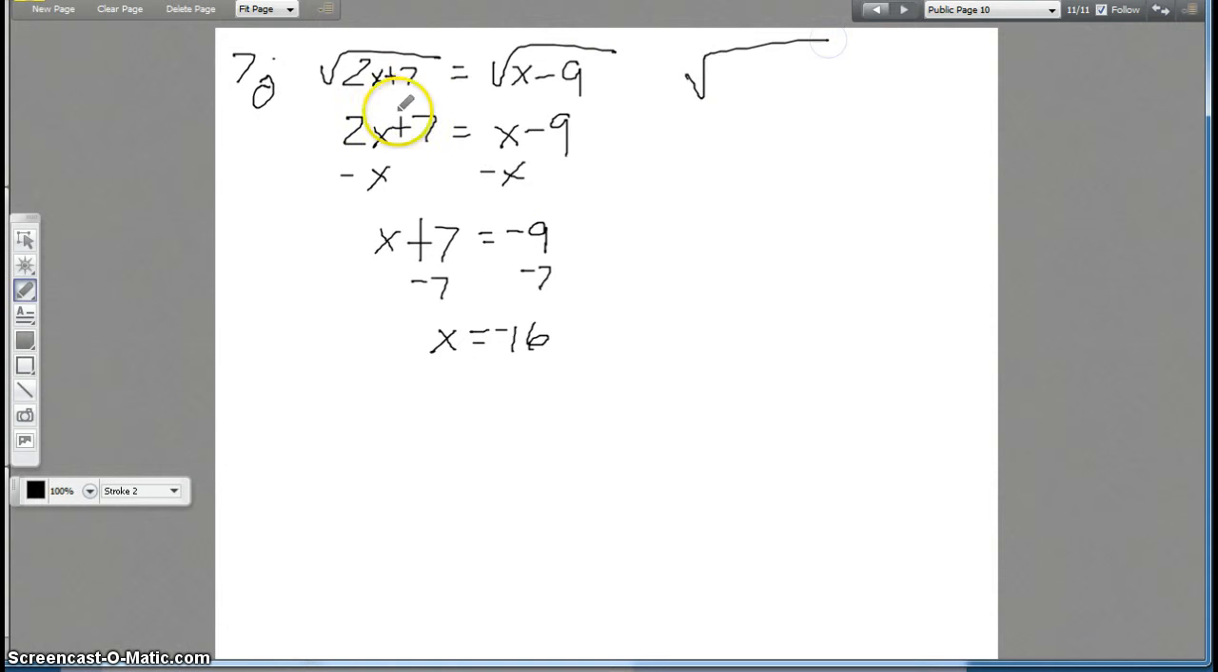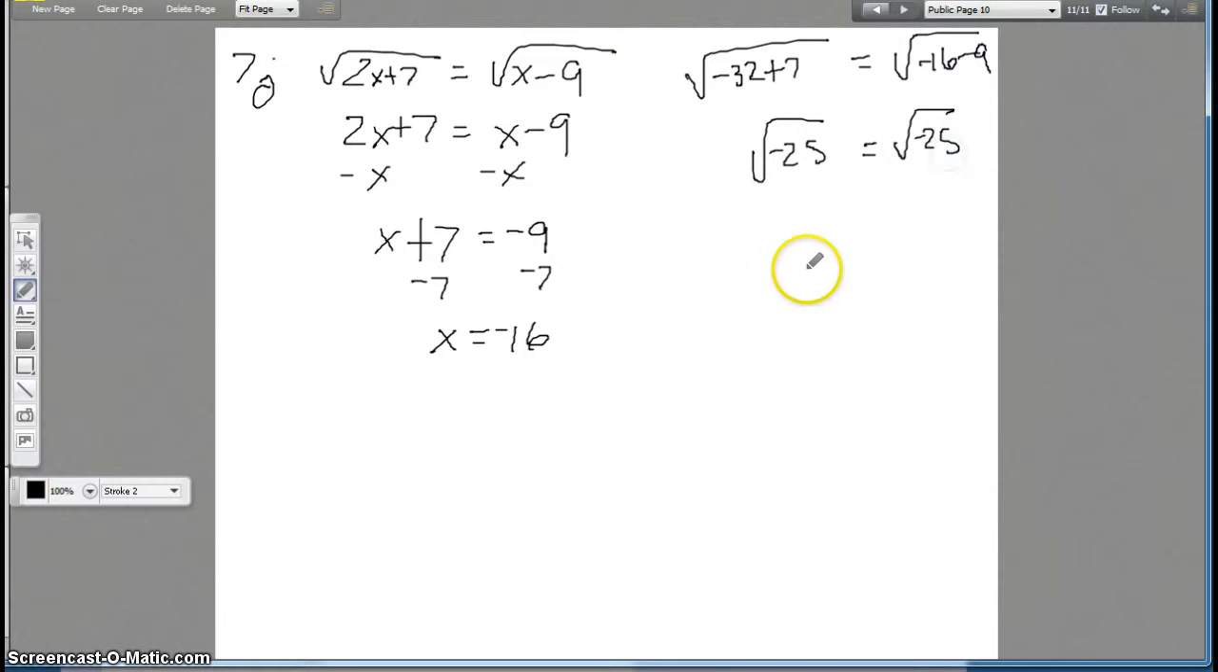So I have the square root of 2 times negative 16, which is negative 32, and then we have plus 7, is equal to the square root of negative 16 minus 9. So on the left side, what I end up with is the square root of negative 25. On the right side, I end up with the square root of negative 25. Now, these things are actually equal, but in Algebra 1, we're not allowed to take square roots of negative numbers. That means that this is no solution, or you could write not possible.